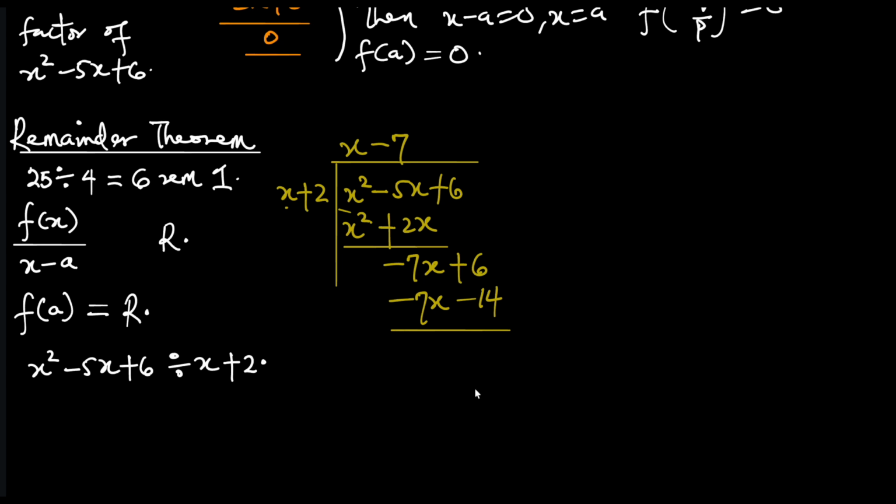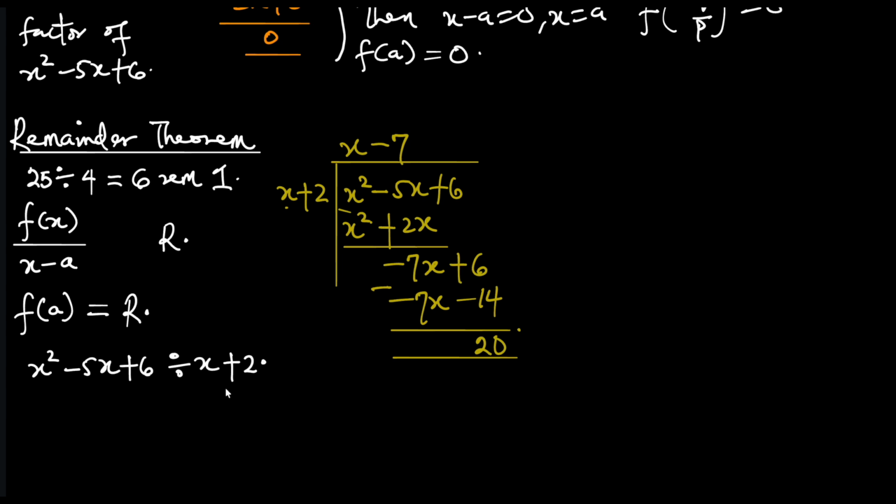So when you do that, when you subtract, you have 20. If you compare this to the result that we previously obtained when we're discussing the factor theorem, that was 0. But now we have 20 as an answer.